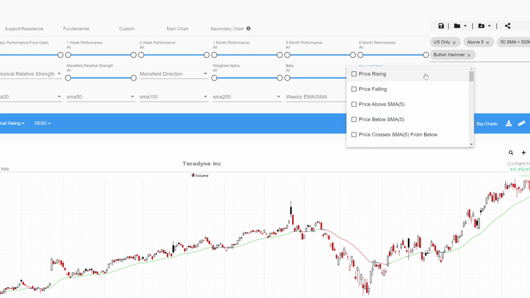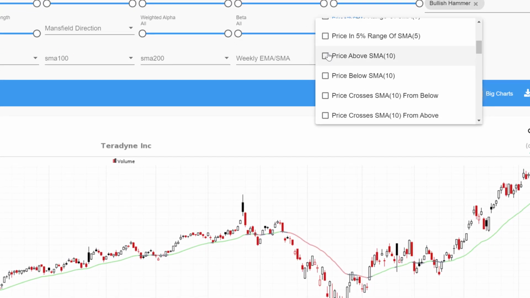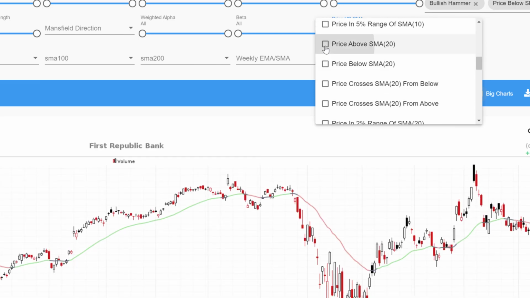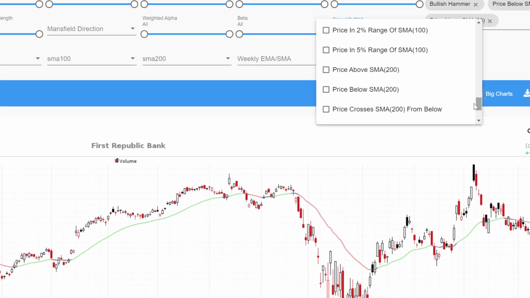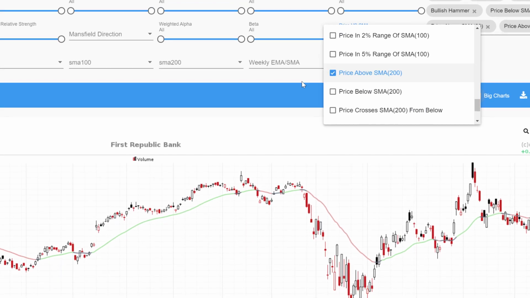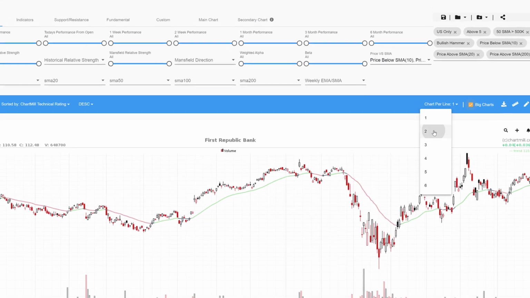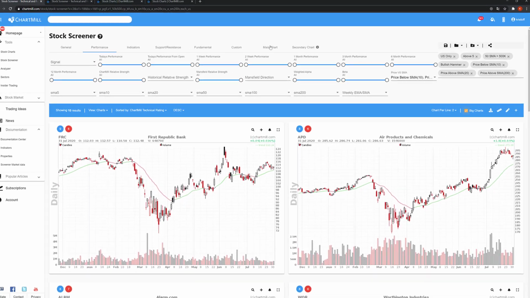We define that the price of the stock should be higher than the 220-day moving average, but lower than the 10-day moving average. As a result, we only get shares that show a strong upward trend, but because the current price has to be below the 10-day moving average, there will be a slight decline. And it's under these specific circumstances that we look for a bullish hammer pattern.